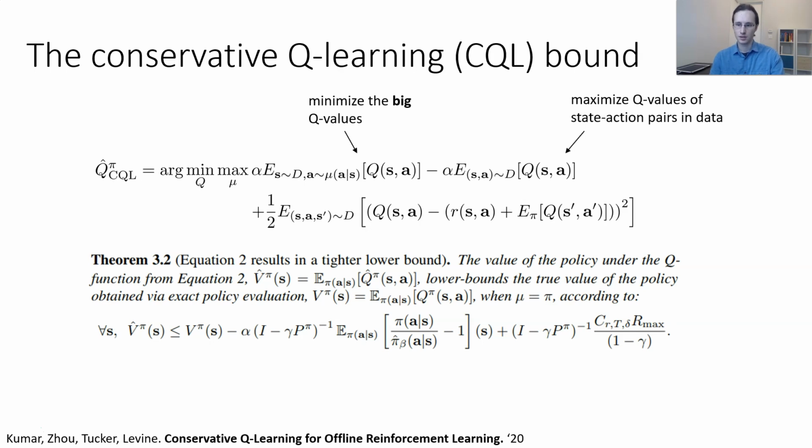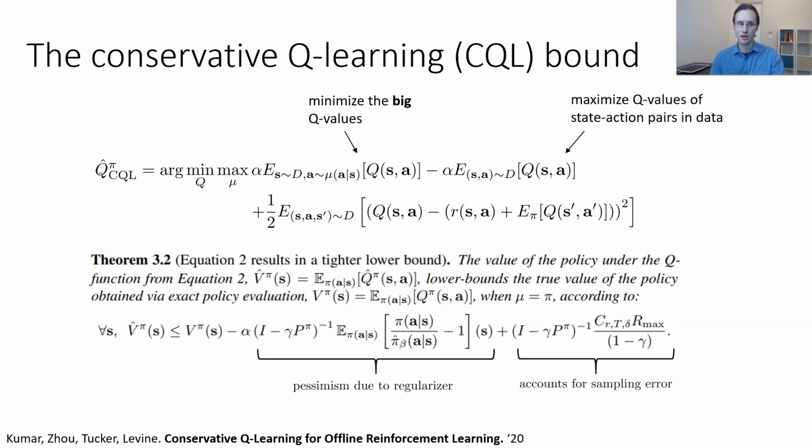And V hat bounds V with a looseness term determined by the regularizer. This term is always positive and it's multiplied by alpha, so this is your pessimism. It also has an error term that accounts for sampling error, which depends on a concentration constant. This is basically a constant that represents how closely you've arrived at the true solution based on the number of samples you've collected. So if you choose alpha to be large enough, the negative term can overwhelm the positive term, and you're guaranteed to have a bound.